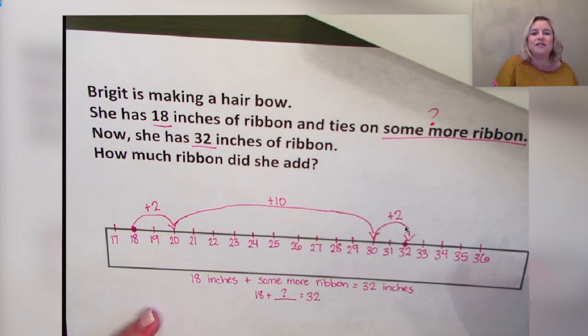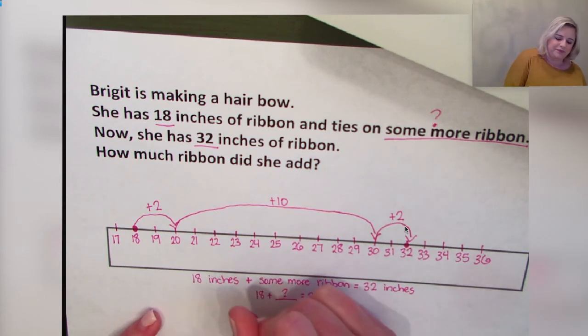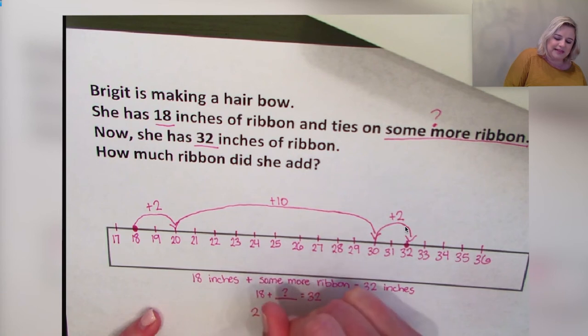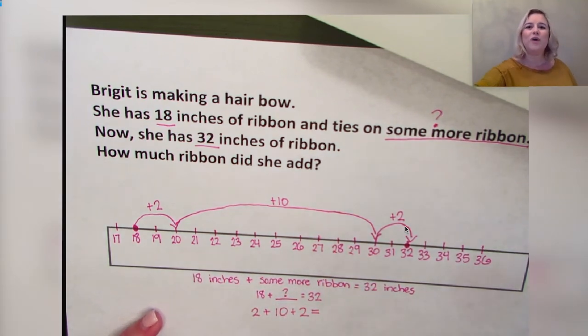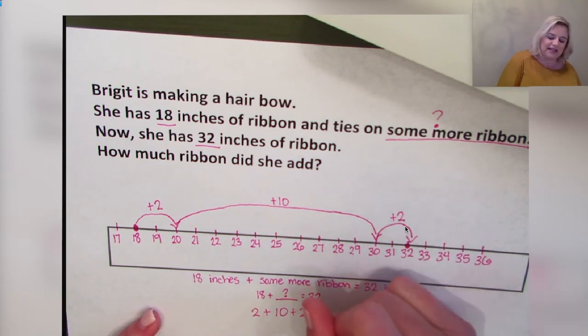Excellent job. So how can we figure out the missing add-in? Oh, that's right. Earlier we added the spaces to find the total move. Would you do that now? I have 2 plus 10 plus 2. So what is the missing add-in? Excellent. You said the missing add-in is 14.